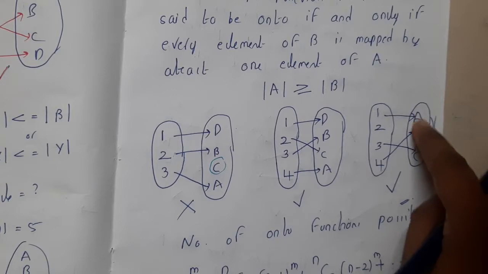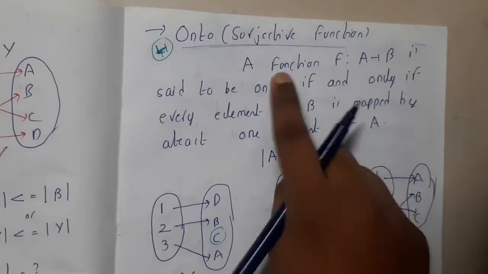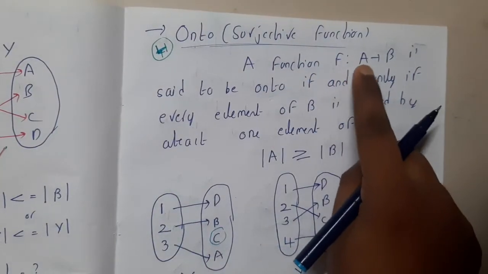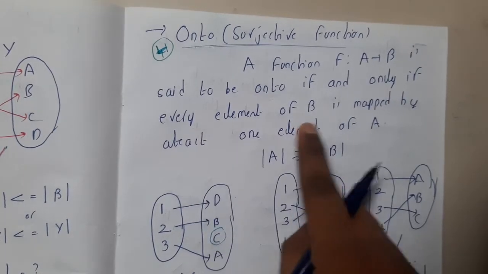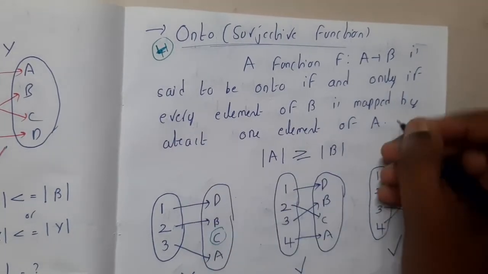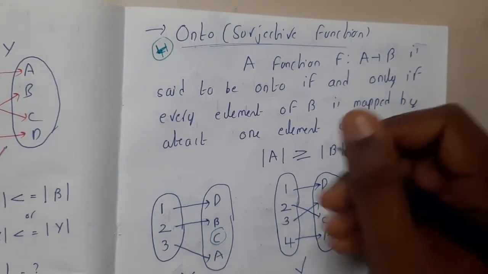When it comes to this side, everyone is matched to at least one. Hence, this is also an onto function. So a function f mapping from A to B is said to be onto if and only if every element of B is mapped by at least one element of A. So every element of B should be mapped with at least one element of A. That concept is nothing but onto.